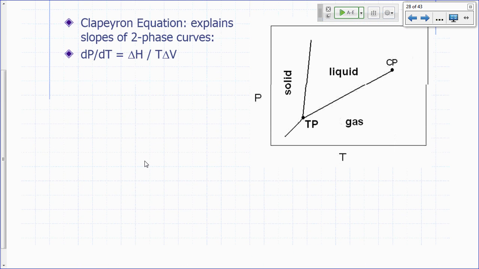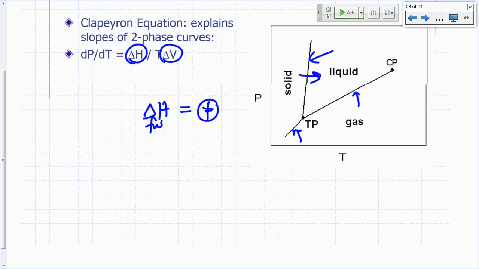The slope of these curves right here, these coexistence curves, depends on delta H and delta V. Delta H, okay, what do you know about delta H? From solid to liquid, what's your delta H? That's fusion, right? Solid to liquid, is it exothermic or endothermic? When you're melting something, do you supply heat or remove heat? You're supplying heat, so it's endothermic. Heat has to go into your system in order to melt, right?